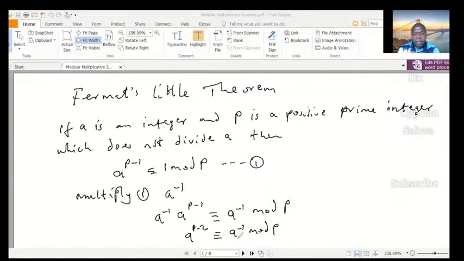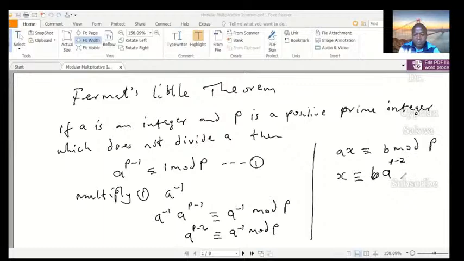And this is how we'll be getting the inverse using Fermat's theorem. What again this means is that if I'm given an equation Ax is congruent to B mod P, then to find X I just multiply both sides by the inverse, and this will give me X is congruent to B multiplied by A to the power P minus 2, mod P. That is how we'll be finding the value of X.